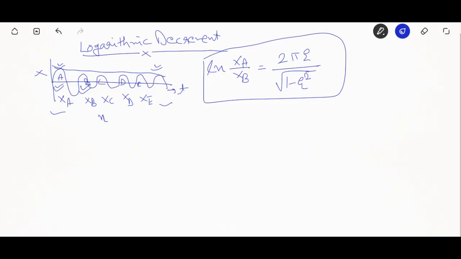Now, the formula to calculate the logarithmic decrement here is 1 by n ln. Suppose, let's say this is the initial and this is the nth amplitude. So this is what the formula is. We don't have to go successively, but we can take the initial amplitude and the final amplitude, and this will also help us to calculate.